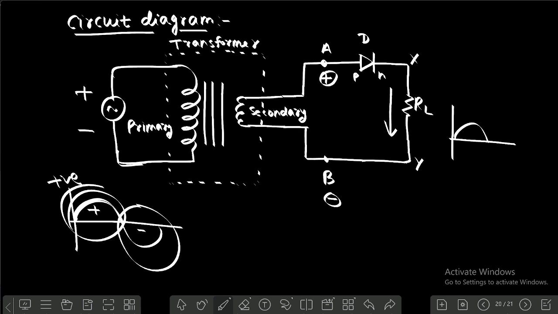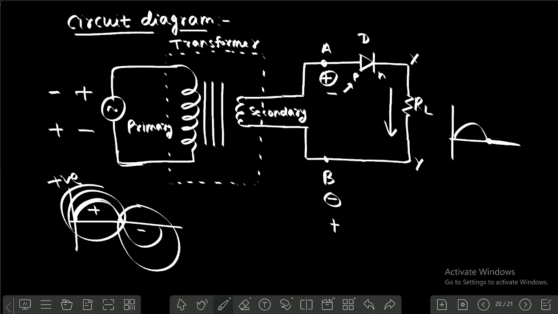But during the negative half cycle, what happens? Say up is negative, down is positive. Yes or no? A will be negative, B will be positive. That means now P is connected to negative potential, so the diode will not conduct. So current will not come. So the negative half cycle is removed. Yes or no? So that is what you have to explain.